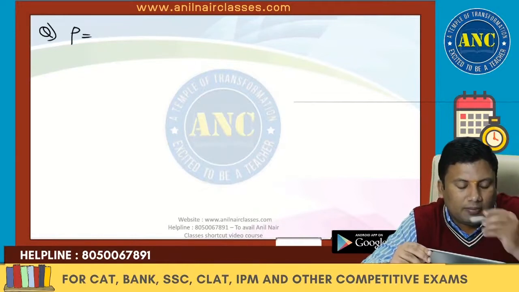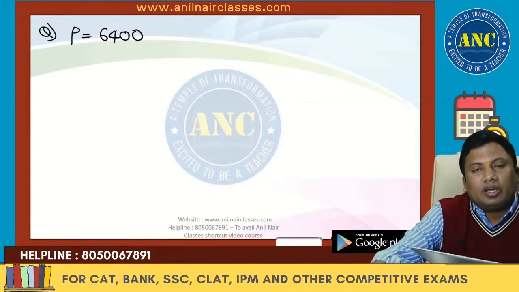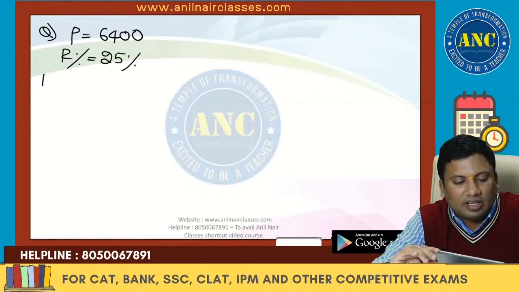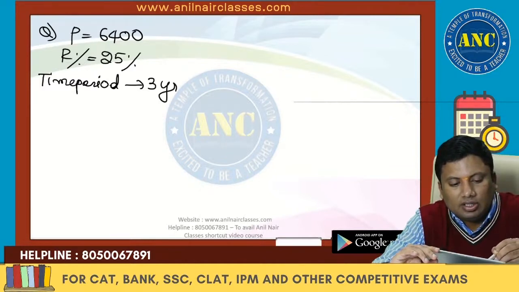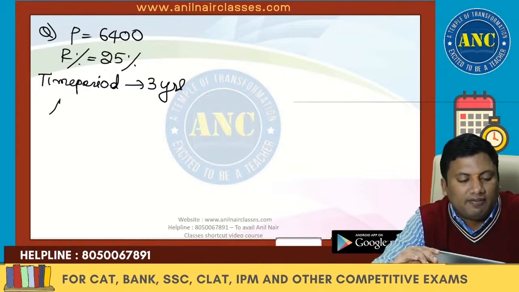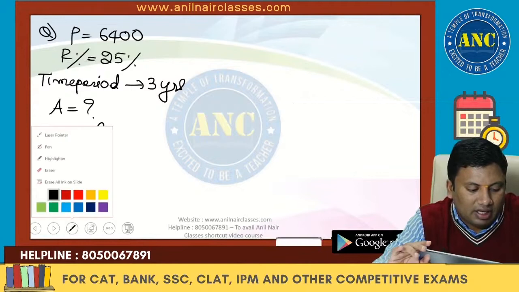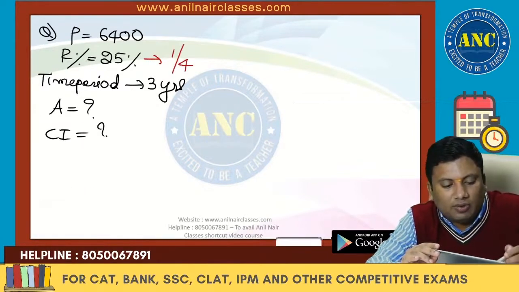P is nothing but 6,400. R percentage is 25%. Time period is 3 years. Find the amount and find the compound interest. These 25% is 1 by 4.